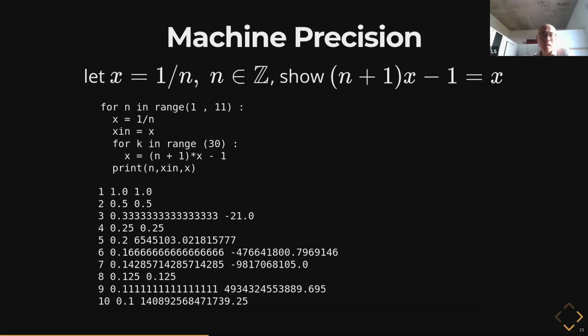Okay. So what the code does is I let n run through the numbers from 1 to 10, just to show under different conditions. In the beginning, I gave x equal to 1 over n. That's the initial value. Then I called x in equal x. I keep this value as initially provided and don't touch it. Then I go to the second loop. And what does the second loop do?